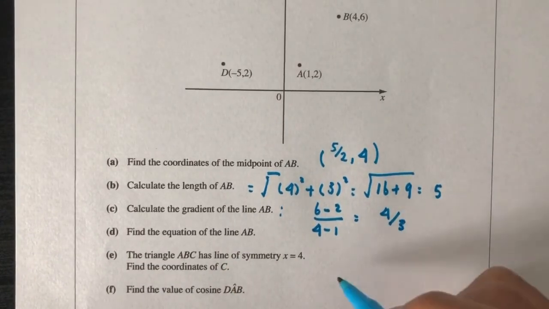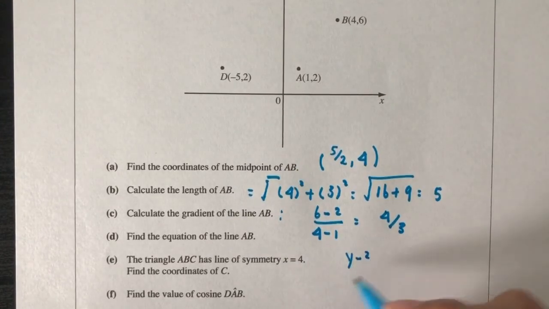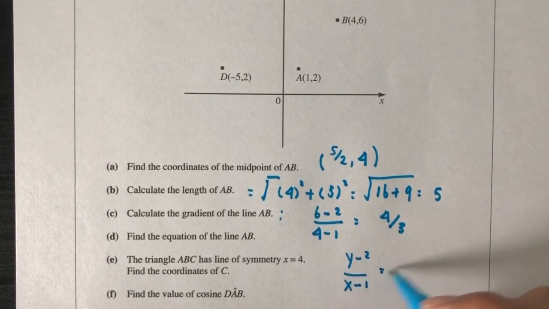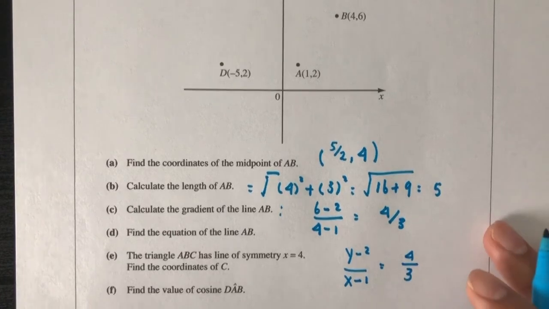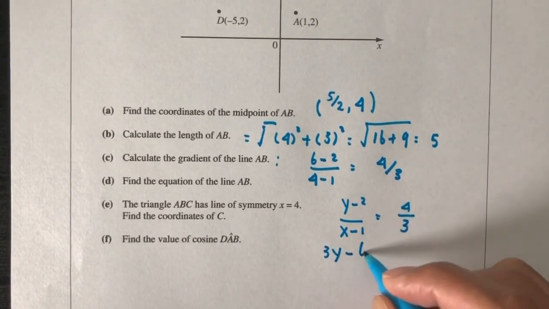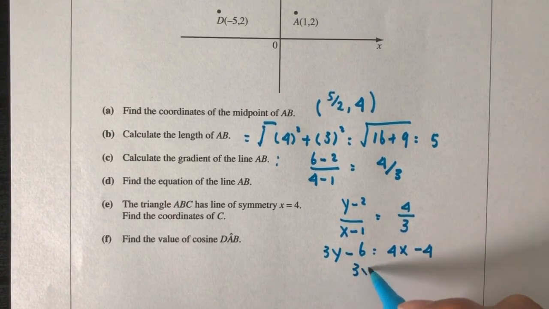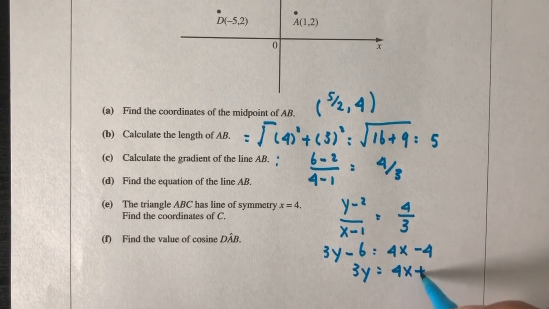So find the equation of the line. We can use the point, let's use the point 1, 2. So y minus 2 over x minus 1 becomes 4 over 3. So cross multiply, that becomes 3y minus 6 equals 4x minus 4. So 3y becomes 4x plus 2. This will be the equation of line AB.